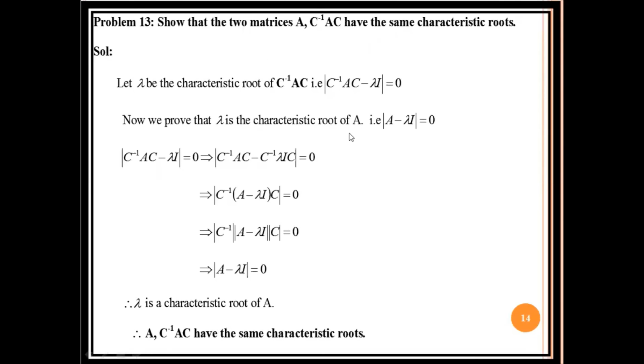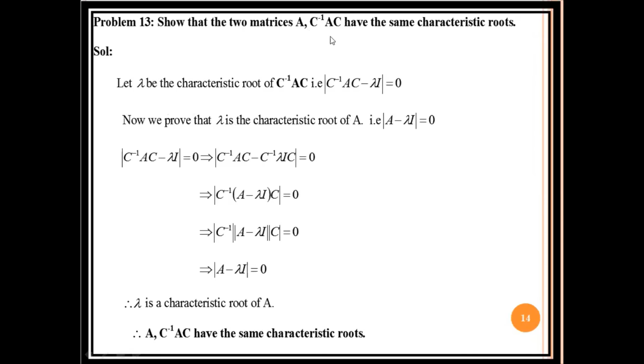Coming to the next one. This is the last one. Show that the two matrices A and C inverse AC have the same characteristic roots. So this is the last identity in this session. We want to show that the two matrices A and C inverse AC have the same characteristic roots.